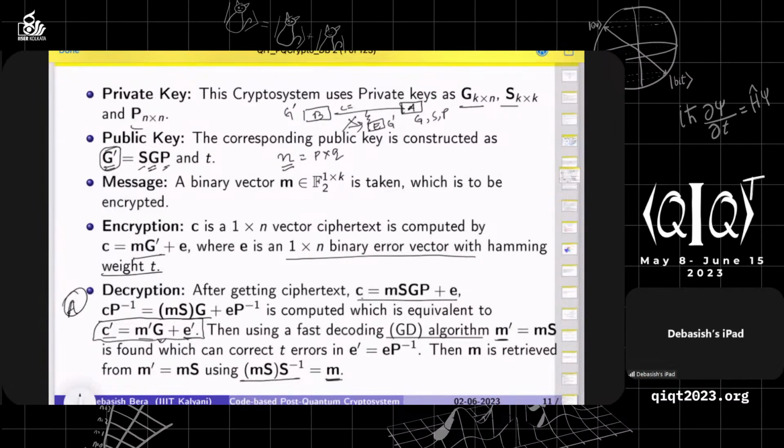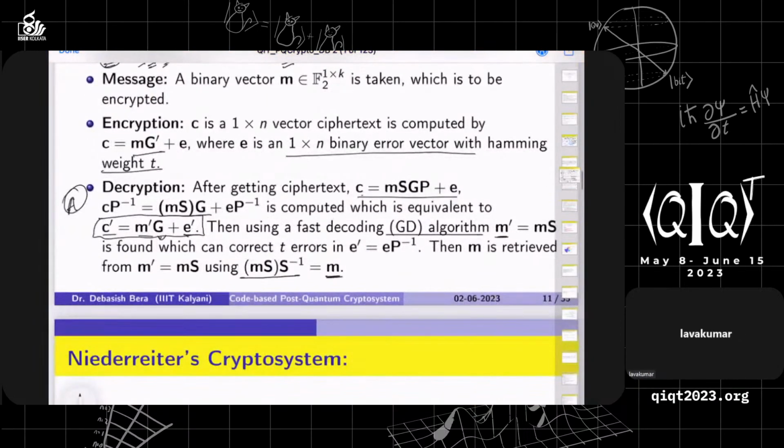So the idea is that to the eavesdropper, this decoding problem is becoming NP hard, as the G prime looks like the generator matrix of a random code. So if you don't know the G of the code, it will look random to you. So it will automatically become an NP hard problem for E. So that idea has been exploited in this McEliece system.